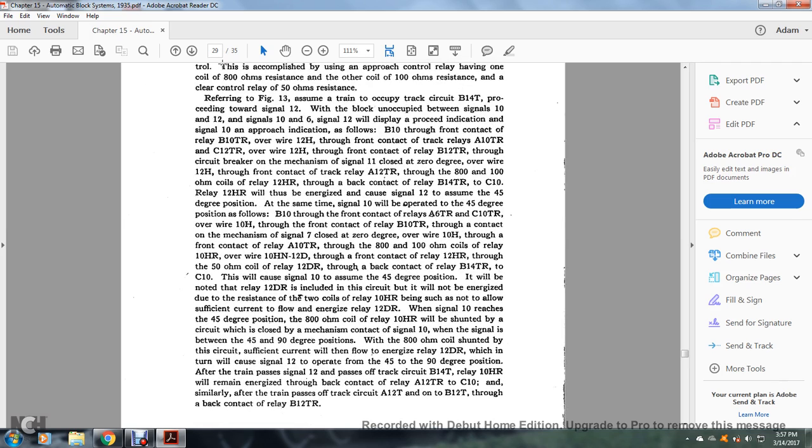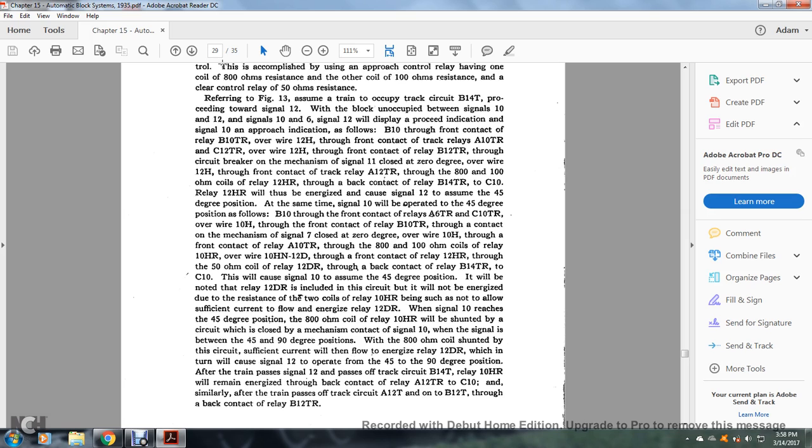Referring to figure 13, assume that a train occupies the track circuit B14T and is proceeding towards signal 12, with the block unoccupied between signals 10 and 12. Signal 12 will display the proceed indication and signal 10 the approach indication, as follows. Through the front contact of relay B10TR over wire 12H, through the front contacts of track relays A10TR and C12TR, over wire 12H through the front contact of relay B12TR, through the circuit breaker on the mechanism of signal 11 closed at 0 degree, over wire 12H through the front contact of track relay A12TR, through the 800 and 100 ohm coils of relay 12HR, through the back contact of relay B14TR to C10. The relay 12HR will thus be energized and cause signal 12 to assume the 45-degree position.